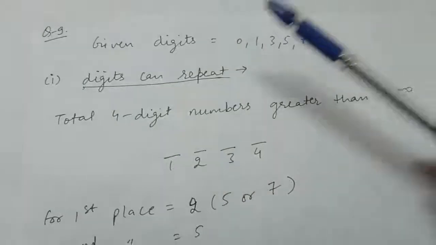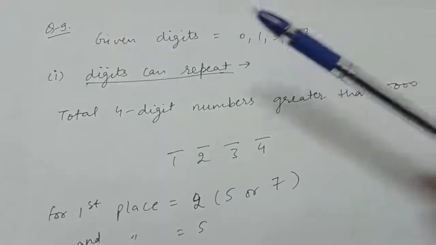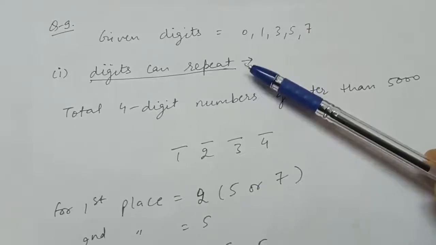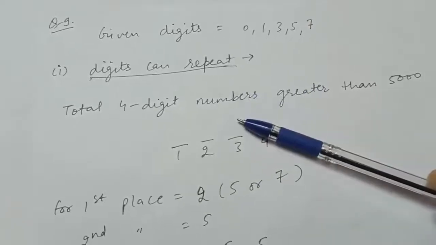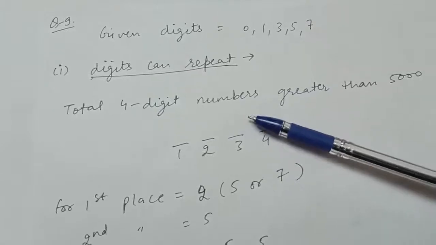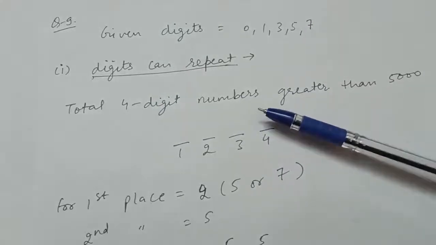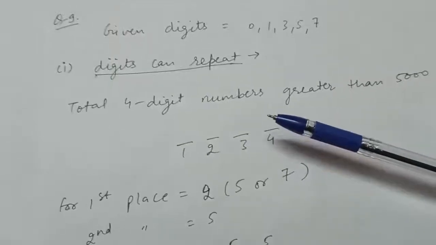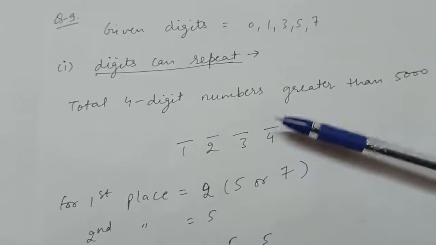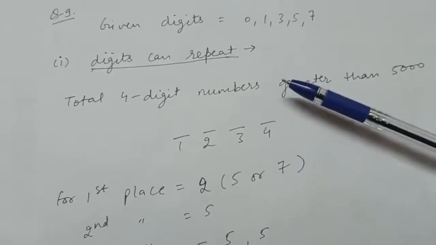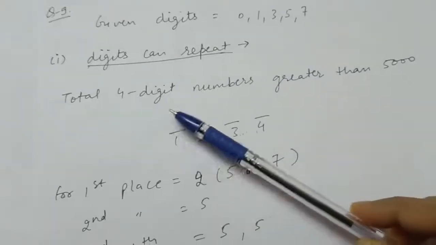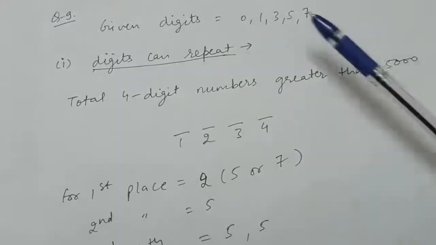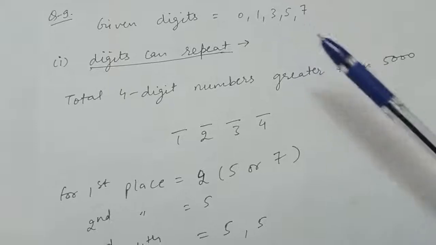So see, the given digits are these 5 digits. We will do the first case, digits can repeat. So they have asked how many, first of all, 4-digit numbers greater than 5000 are to be formed, and then they have asked the probability of forming a number divisible by 5. So first of all, we will find the total outcomes, that is total 4-digit numbers greater than 5000 that can be formed from these digits.